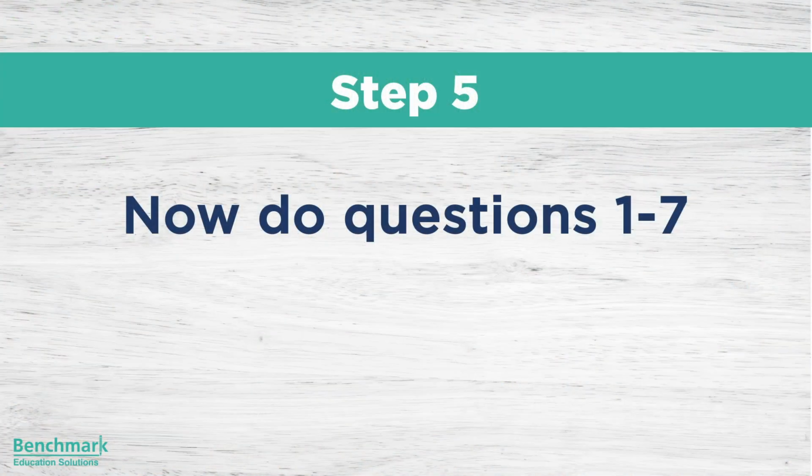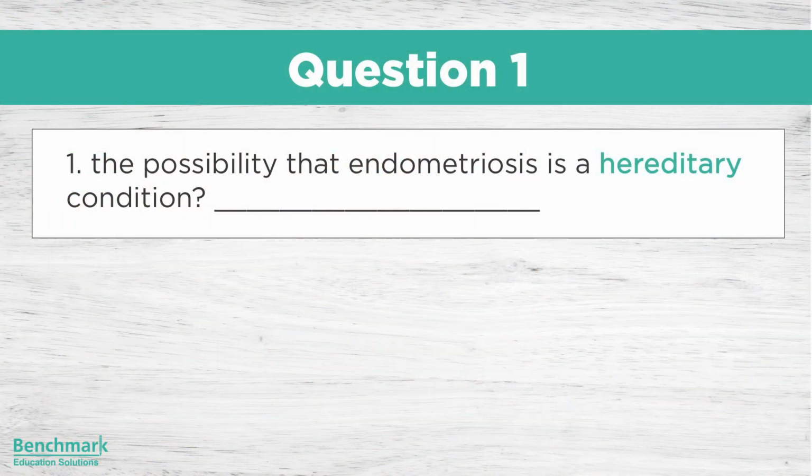And we've finished the last question on the test. So now it's time for step 5. Now do questions 1 through 7. By this point in the test, you have a better idea of the information contained in each part. So in questions 1 through 7, you just need to indicate which text, A, B, C, or D, contains the information. Let's look at question 1.